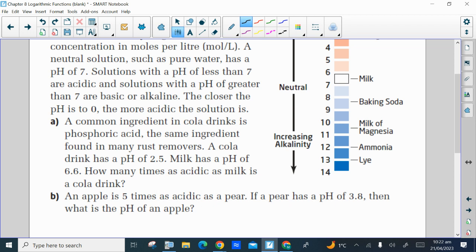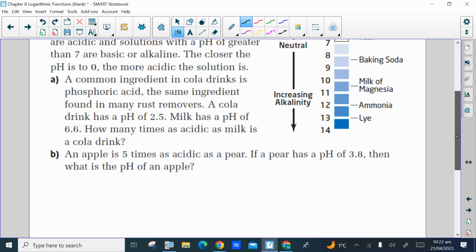So milk is more acidic than water, because our water is neutral, and that is a pH of 7. How many times as acidic as milk is the cola drink?